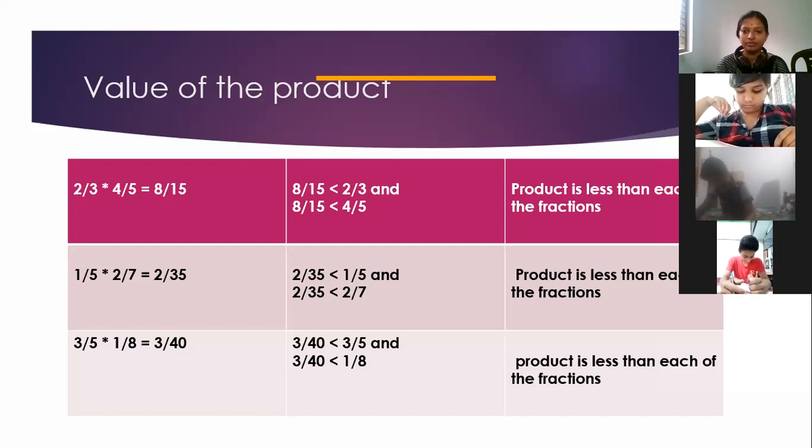18 by 14 is smaller than 6 by 8. Okay, that's good. That's right. 18 by 40 is less than 3 by 5 and 18 by 14 is less than 6 by 8. Yes. So we can arrive at the conclusion that the product is less than each of the fractions.